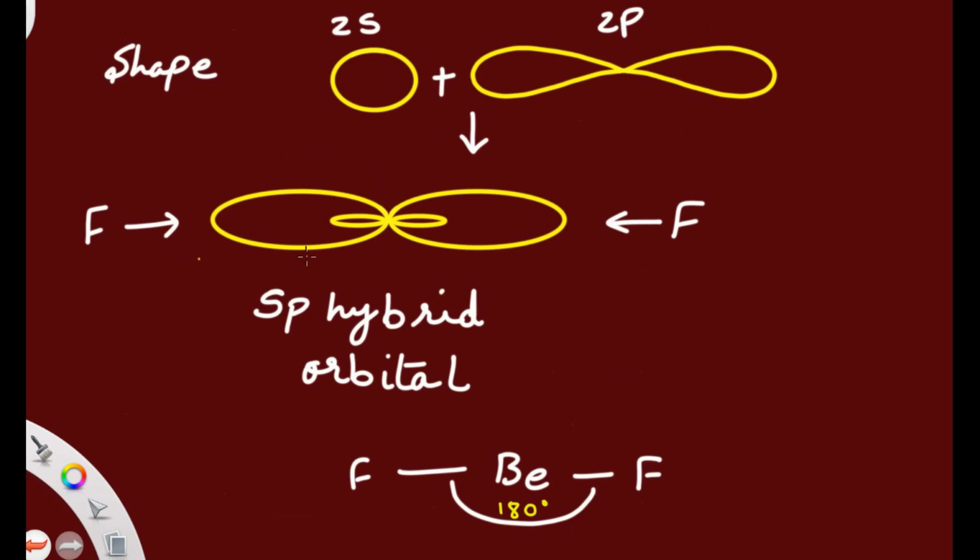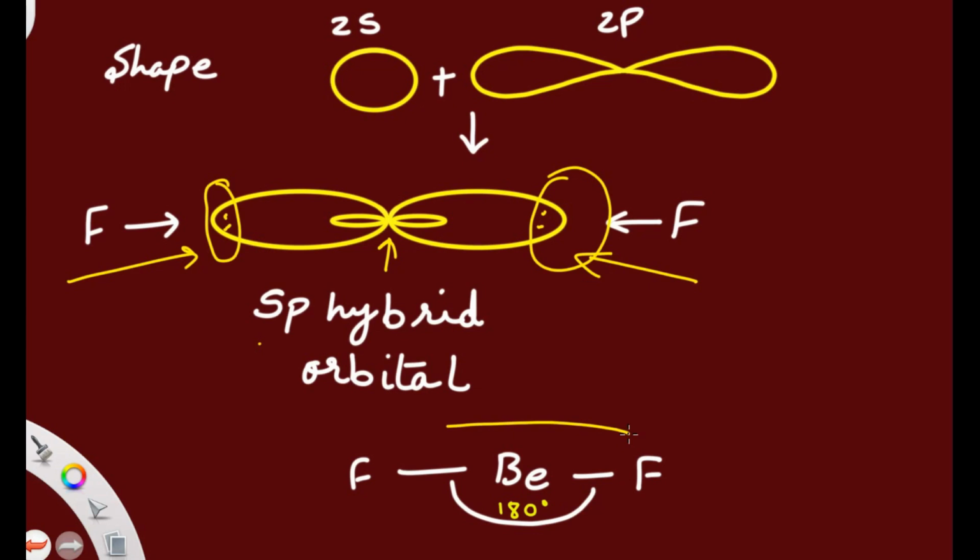Now this will be the shape. The center is the beryllium atom. Now this is sp hybrid orbital, and the two fluorine atoms will attack from the two sides and form bonds with the Be atom. That's how the bond formation will take place in beryllium, right? This will be the structure. The angle is 180 degrees. This is the shape of sp hybrid orbital.